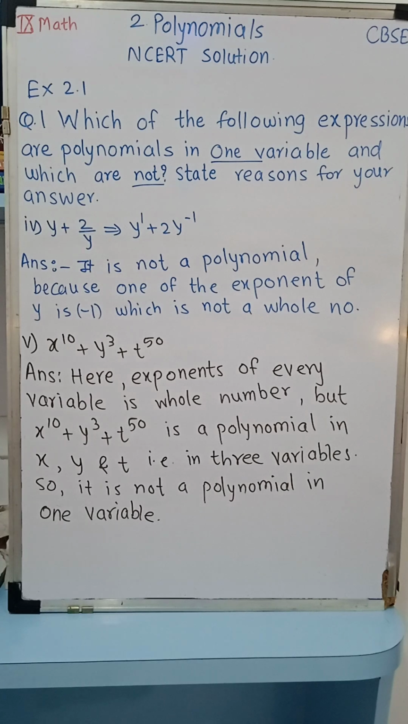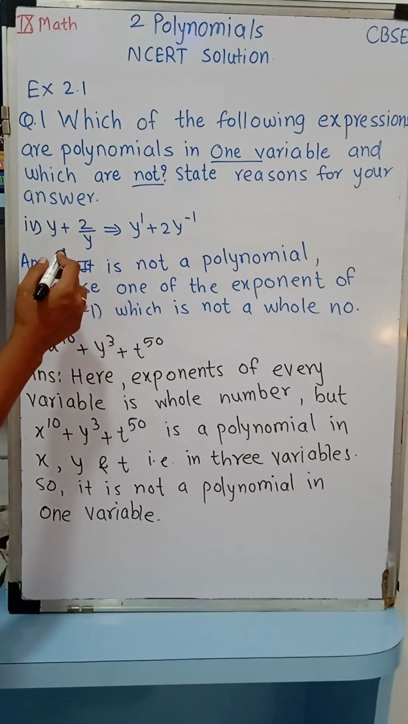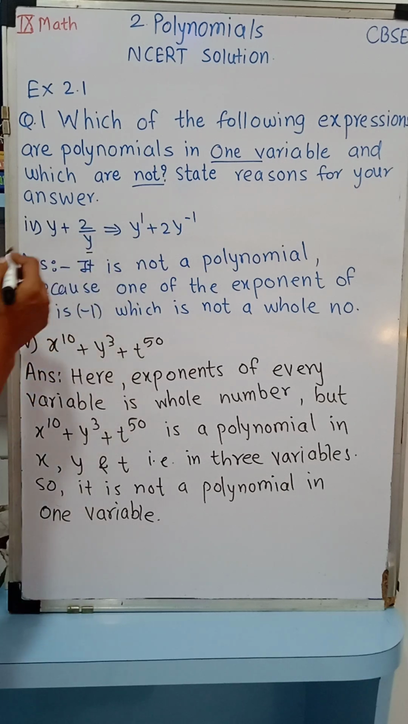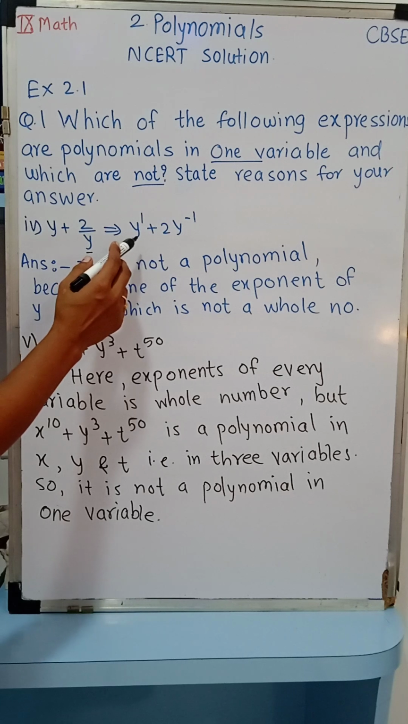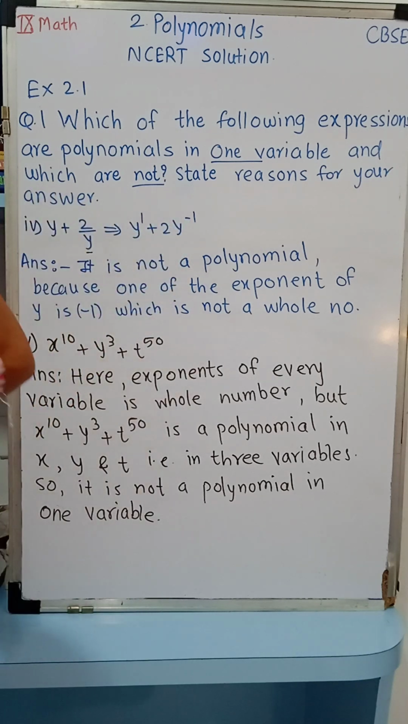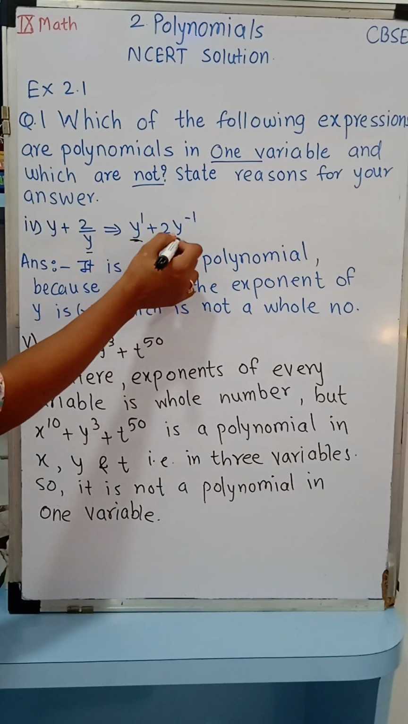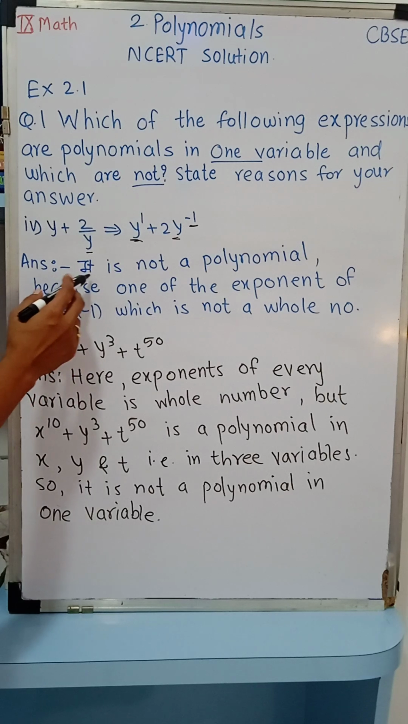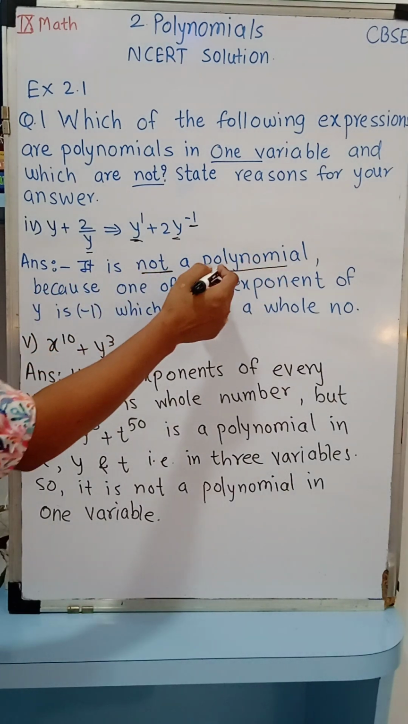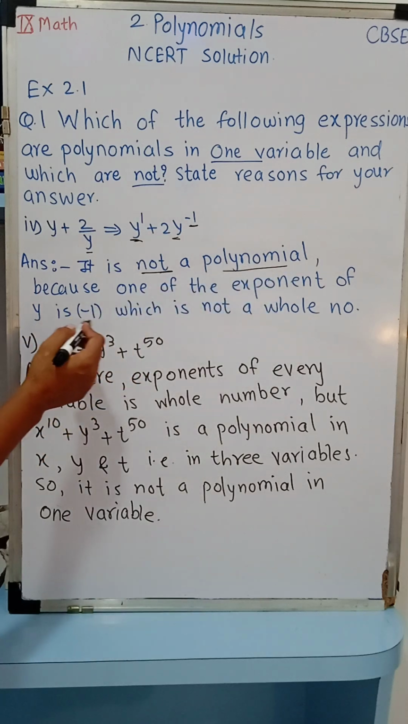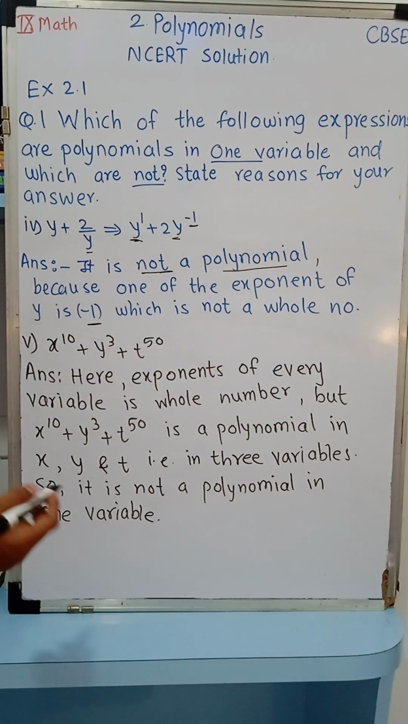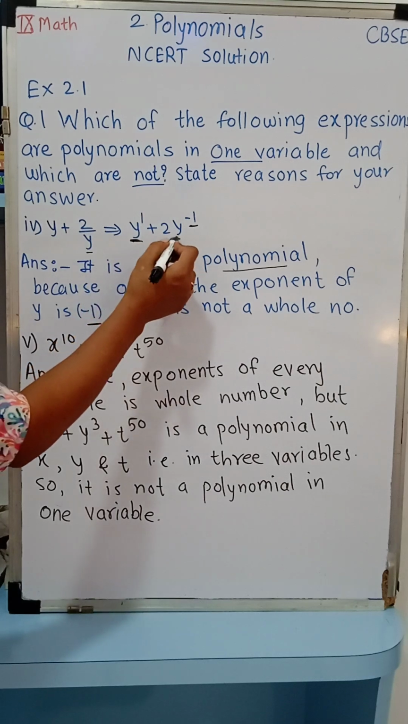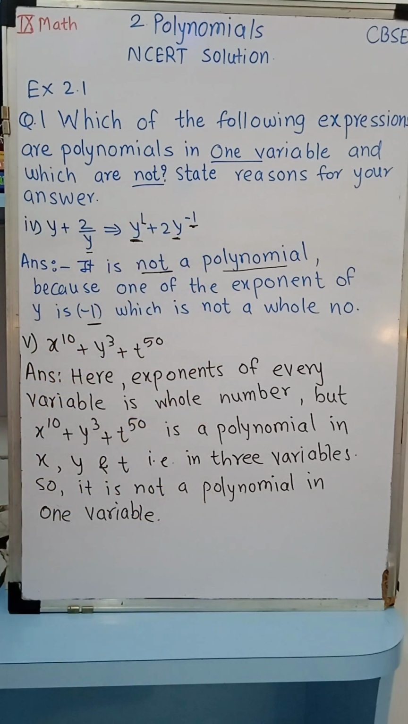The fourth example is y plus 2 upon y. This can be written as y raised to 1. Since the other term is in the denominator, its power is y raised to minus 1. So this can be written as y raised to 1 plus 2 into y raised to minus 1. Though it is in one variable, the power is minus 1, which is not a whole number. So the answer is, it is not a polynomial, because one of the exponents of y is minus 1, which is not a whole number. You need to check the powers of the variable for a polynomial in one variable. Let's move to the fifth example.